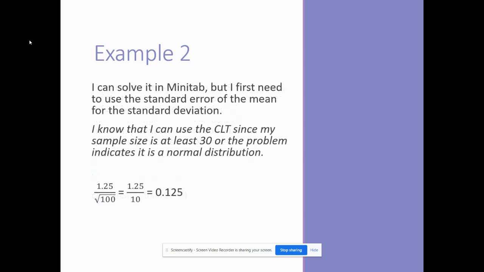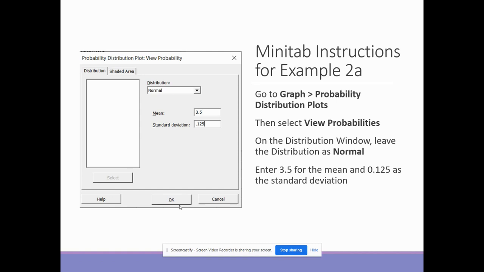Okay, so let's remember what we have to do. Because it gave me that sample size, I have to do something different. The mean is going to stay that 3.5 we talked about, but now the standard error of the mean for the standard deviation will change. It's that 1.25 divided by the square root of 100, and that gives me 0.125. All right, so let's show how to do this in Minitab, and we'll keep going.